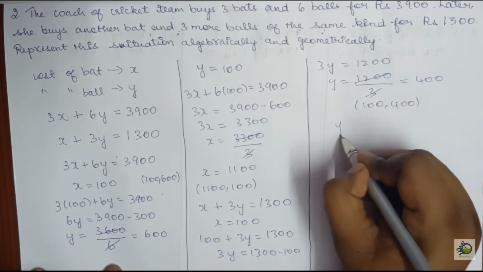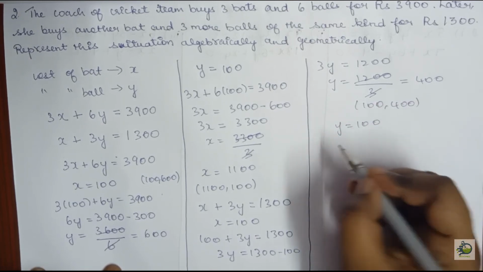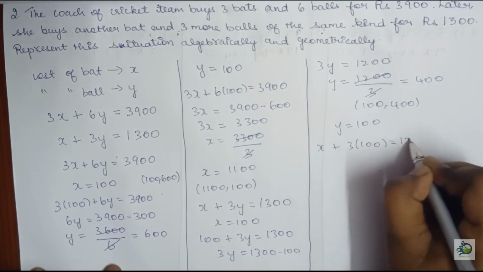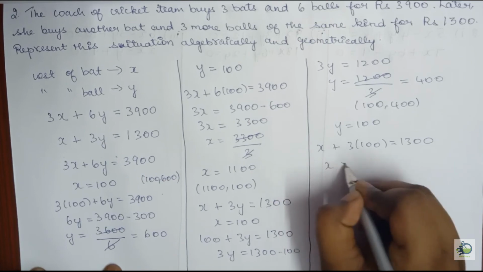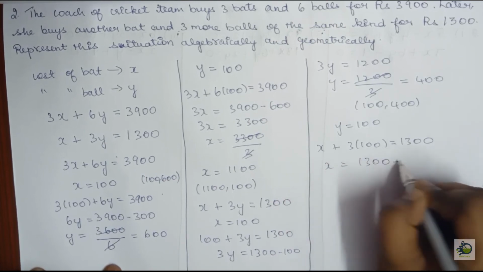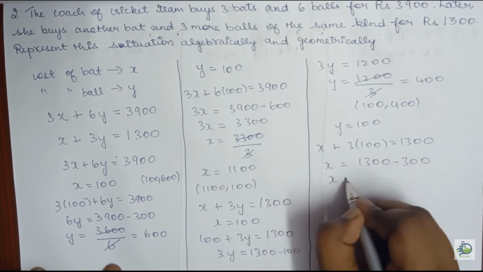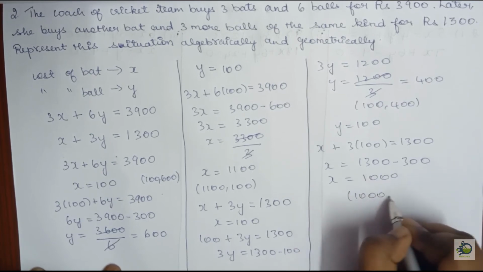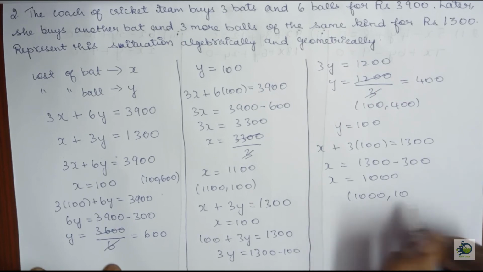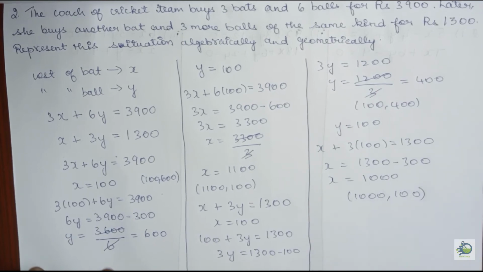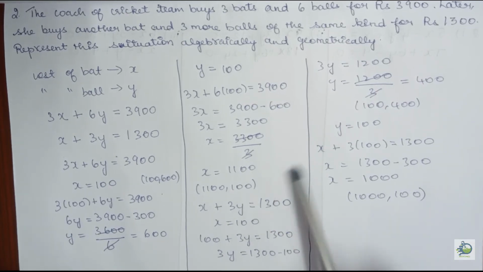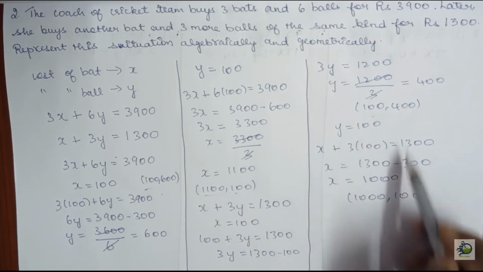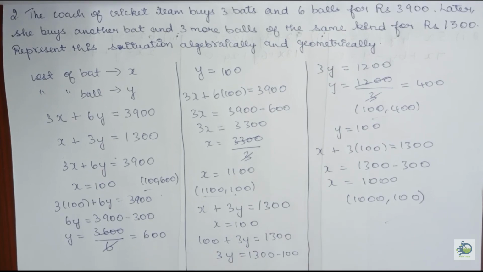Now let me substitute y as 100 in the same equation. So x plus 3 into 100 will be equal to 1300. So x will be equal to 1300 minus 300. So x is equal to 1000. So the point is (1000, 100). So we have to plot it in the graph and join these both points and these both points. So we will represent the equation graphically.